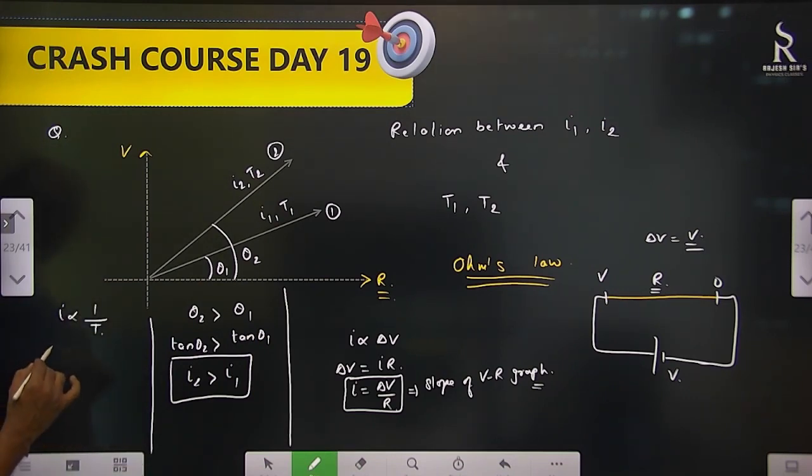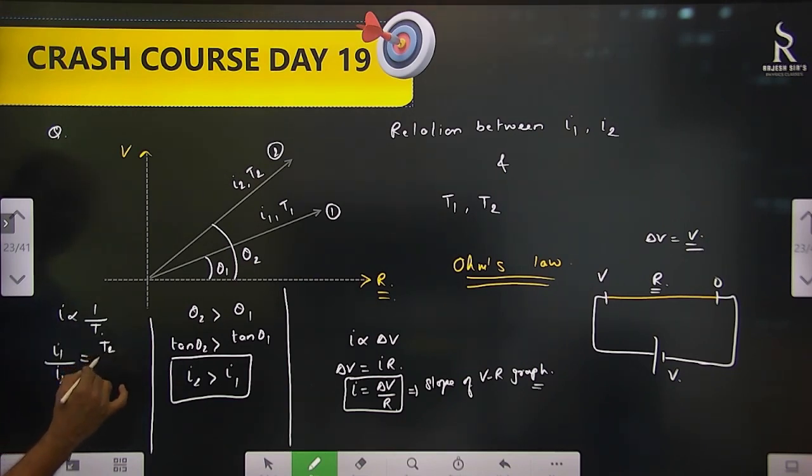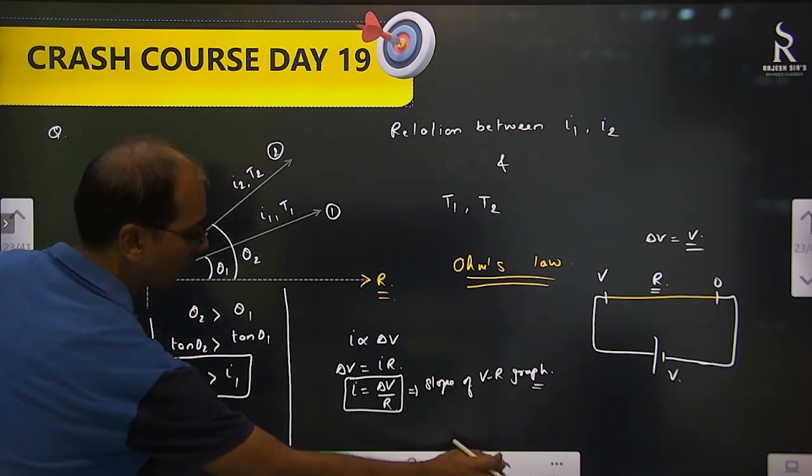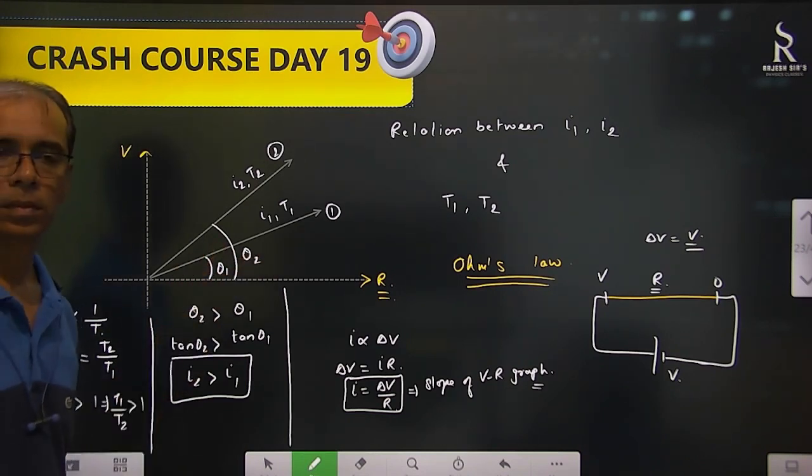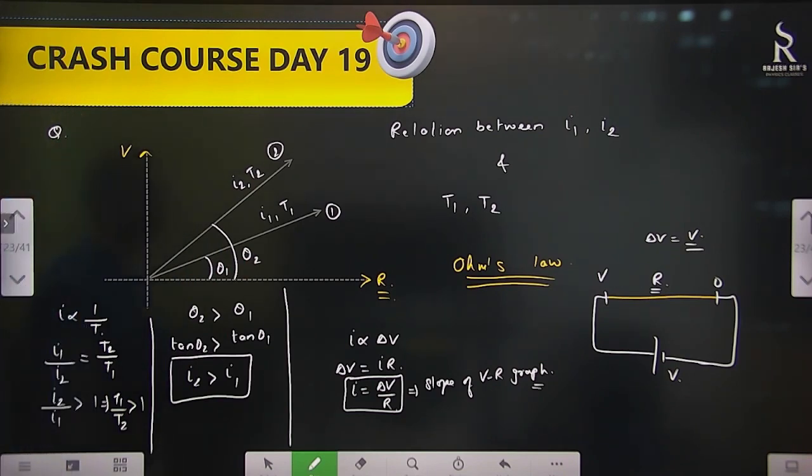So if we are saying I1 by I2, then here it will become T2 by T1. Here we are saying I2 by I1 is greater than 1. That means T1 by T2 is greater than 1. That means T1 is greater than T2. So these kinds of relations can be asked from you, based on Ohm's law.